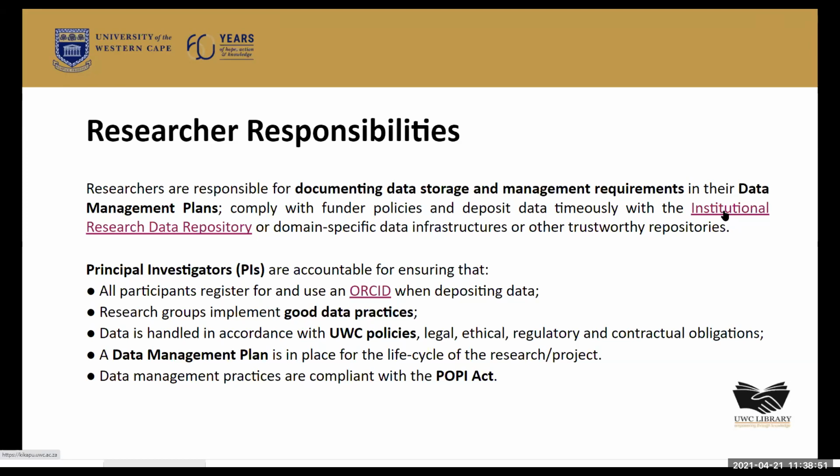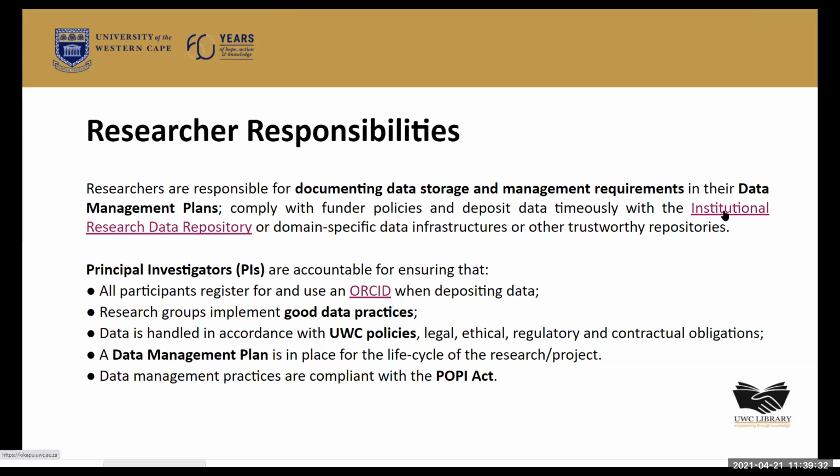For anyone who's not familiar with this term, an ORCID is an Open Researcher and Contributor ID. It is essentially similar to a passport number or an ID number for a researcher. This number is applicable to individual researchers only, and it is a registered number. So it can be used to search for you and your publications as well. Research groups need to implement good data practice. Again, we have training sessions available to explain all of that.